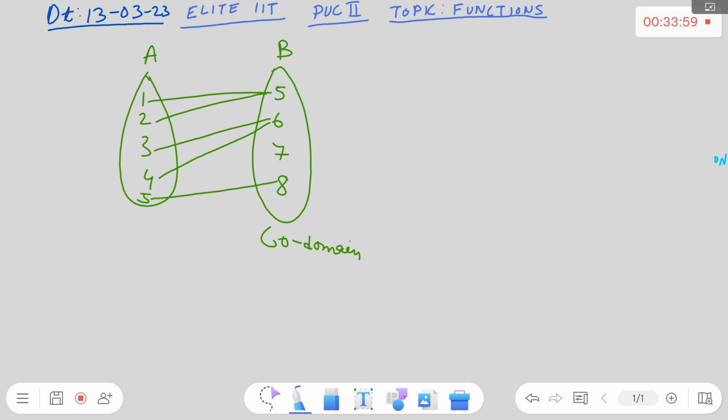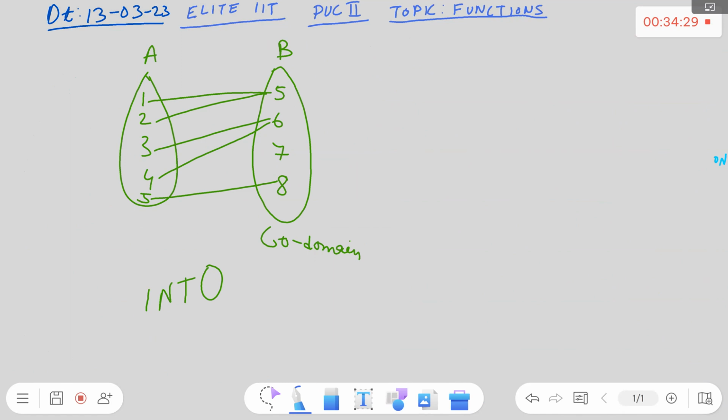Now, in the codomain set, are all the elements included? Do all the elements have a pre-image? No. Do all of them have a pre-image? No. Such types of functions, only looking at the codomain, are called what function? Into functions.